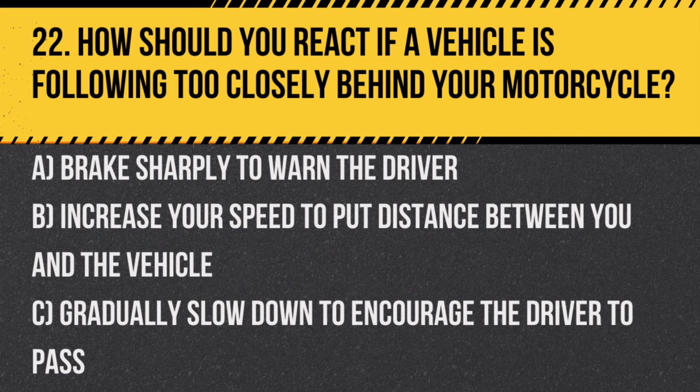Question 22. How should you react if a vehicle is following too closely behind your motorcycle? A. Brake sharply to warn the driver. B. Increase your speed to put distance between you and the vehicle. C. Gradually slow down to encourage the driver to pass.